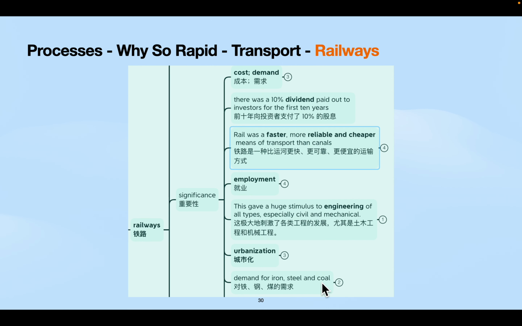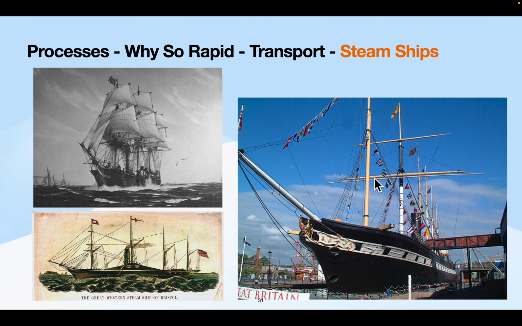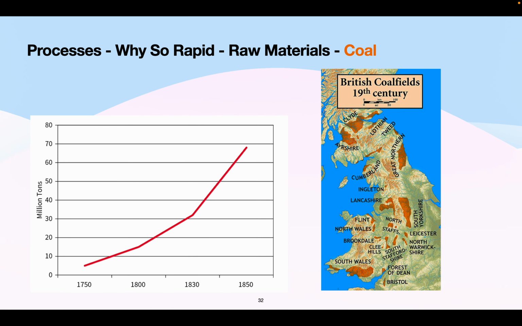In 1843, the Great Britain, the first iron-hulled ocean-going steamship, launched. It is still on display today as a museum ship in 2025, about 182 years old. Steamships supercharged Britain's imports and exports with India, North America, and the Far East. Raw materials time: coal, iron, cotton, and wool.